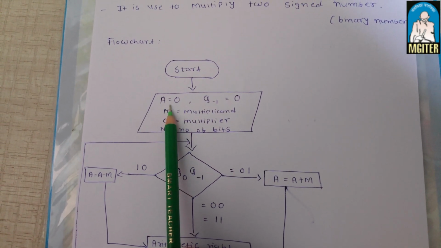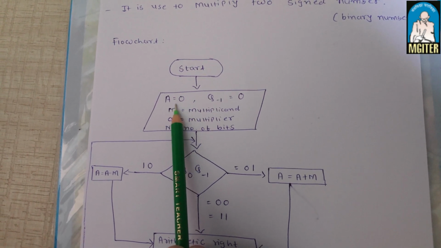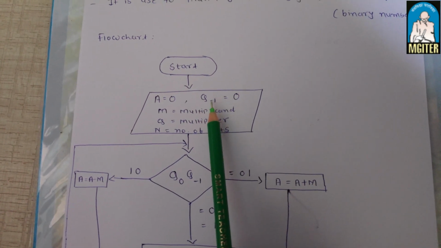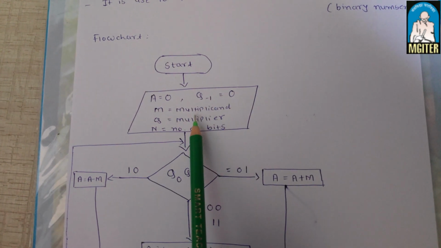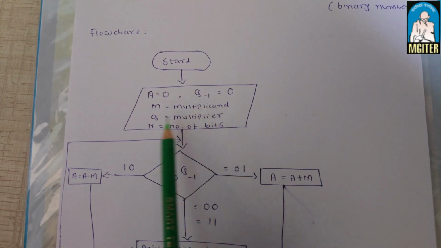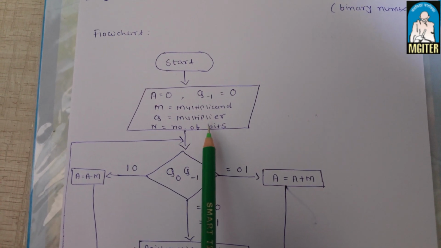A is the accumulator in which the result is stored, and initially the value of the accumulator is 0. Q minus 1 is 1 bit and its value is 0 initially. M is the multiplicand, Q is the multiplier, and N is equal to the number of bits. Here we are going to represent this algorithm for 4 bits.